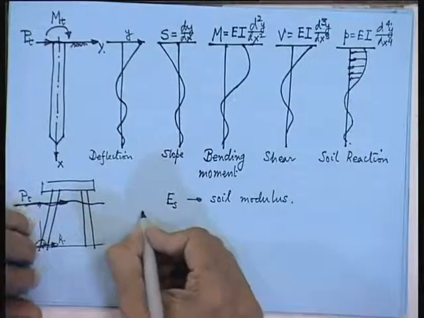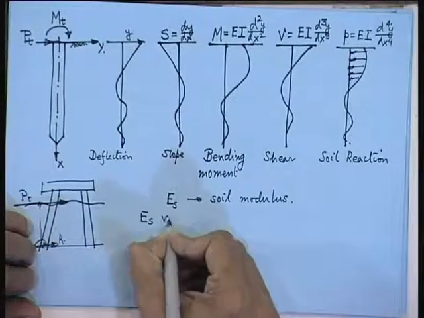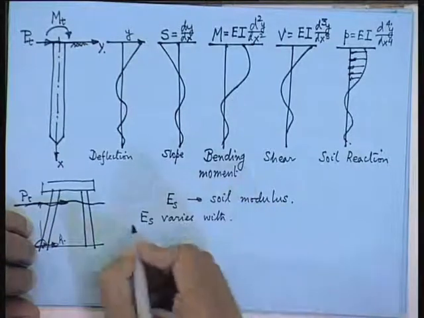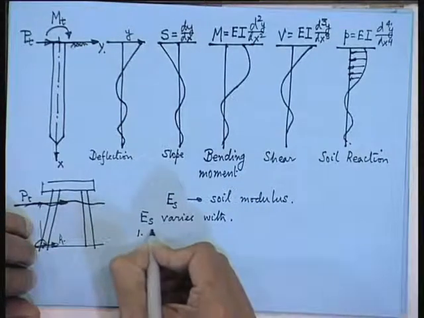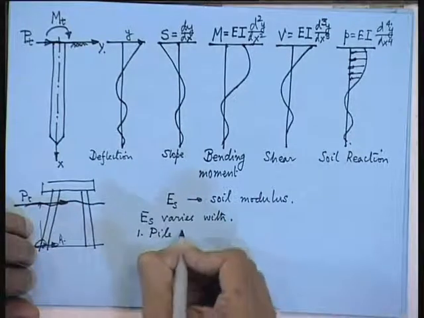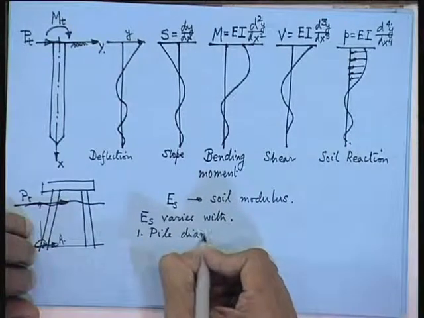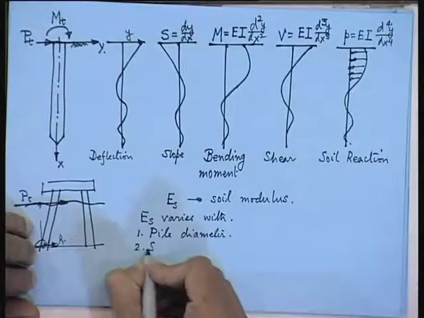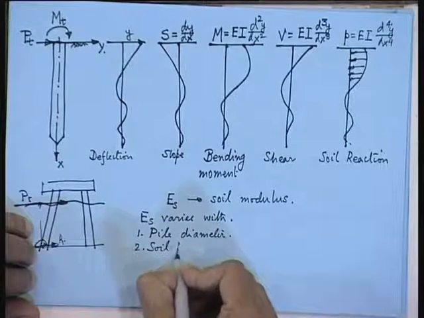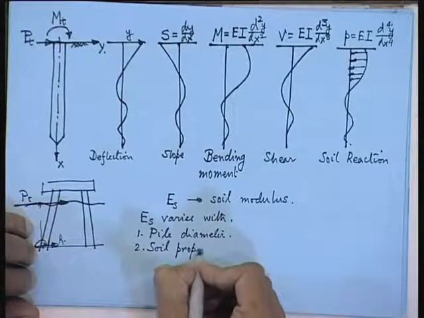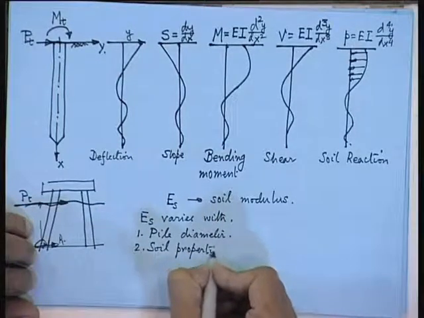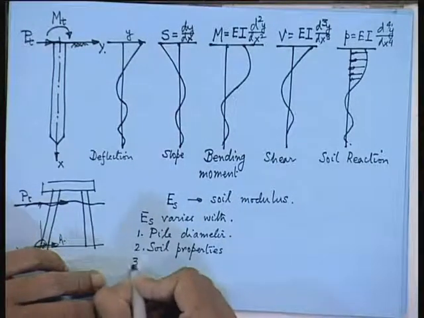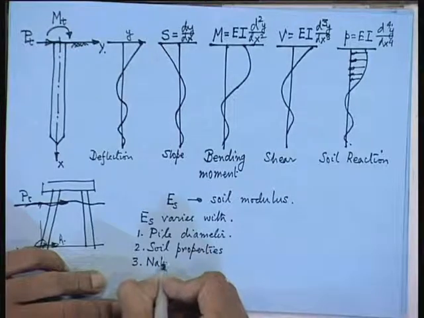Now, ES varies with pile diameter. Then you have soil properties. So, this actually you have to find out from your lab experiment. Nature of loading. See, all this you have to control.